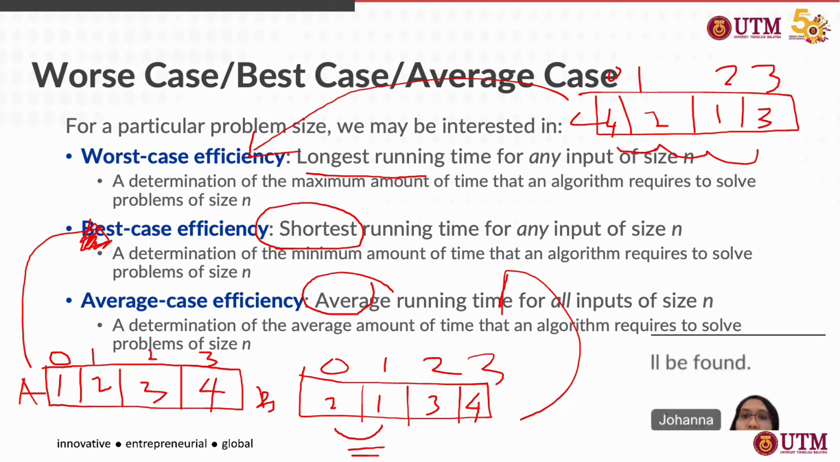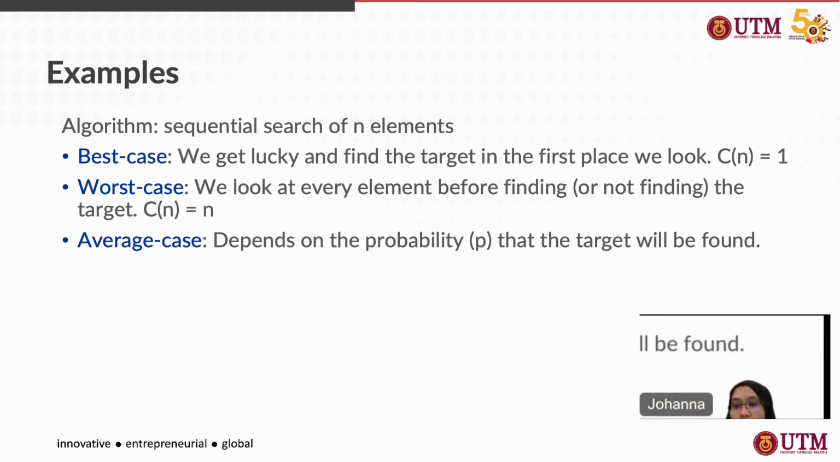As an example, just now I mentioned some examples based on the data set. For the best case here, we get lucky and find the target in the first place, so the complexity is 1, meaning that we go directly. If my example is that I have A at the first position, and the instruction is to go to index 0 and check whether the value at index 0 is equal to A, yes, so that definitely it will be 1.